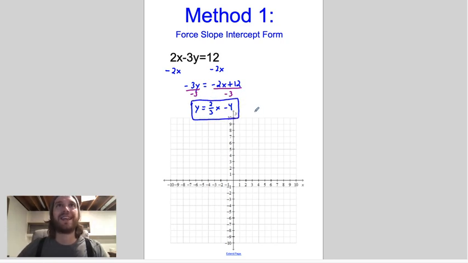Now this is in slope-intercept form. So we can see the slope, we can see the y-intercept, and we can go ahead and plot our points. All right, 2 thirds. I'm going to go rise 2, up 2 over 3. Make sure my line has a positive slope. 2 over 3, up 2 over 3. If I go down 2, I'm going to go back 3, and then we have our line in all of its glory. That's method 1.